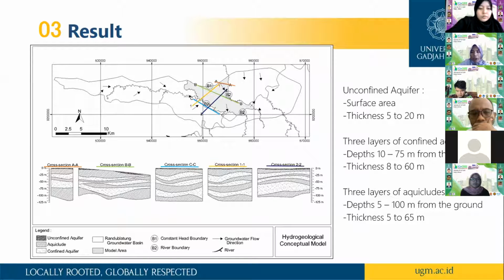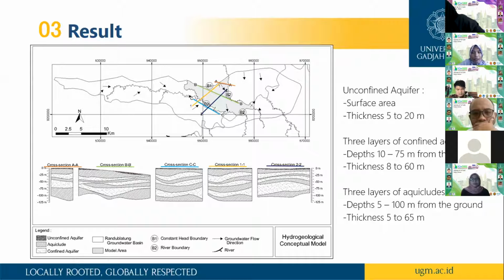The unconfined aquifer in the subsurface area has a thickness that varies from 5 to 20 meters, and the layers of confined aquifer are at depths from 10 to 75 meters from the ground, with thickness varying from 8 to 60 meters.